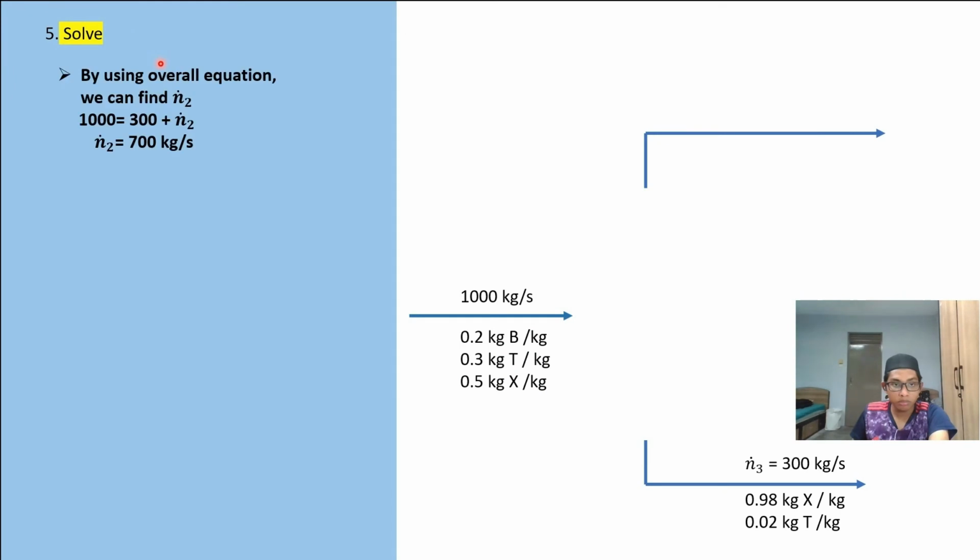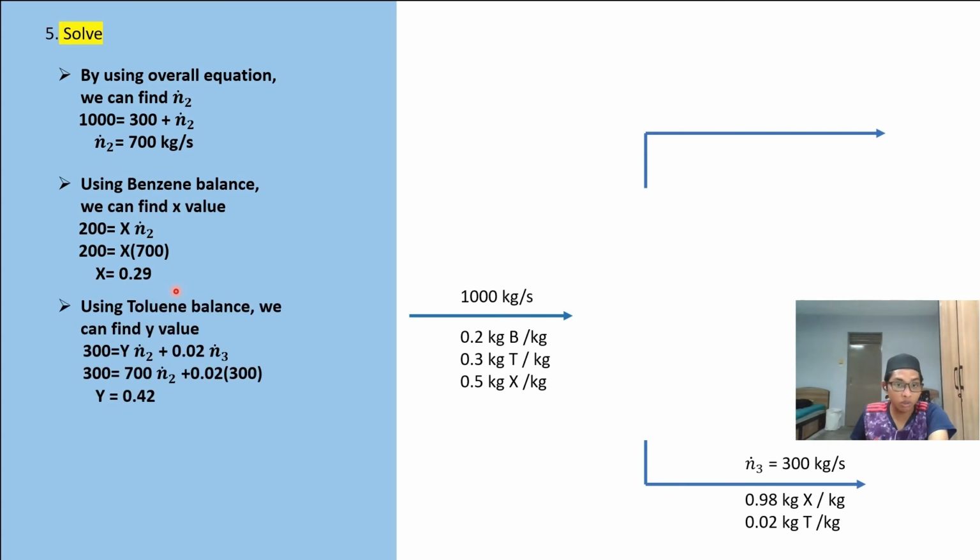To solve this problem, first we will use the overall equation to find the amount of N2, because the amount of N3 we already know from the previous calculation in the overall boundary. So N2 equal to 700 kg per second. By using the benzene balance, we can find the X value, which is 0.29. By using the toluene balance, we can find Y, which is 0.42. Because we already know the X and Y values, we can find the Z value by using the additional equation, which is Z equal to 0.29, exactly the same as the X value.